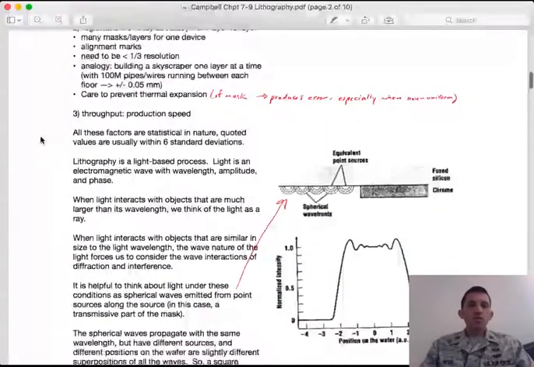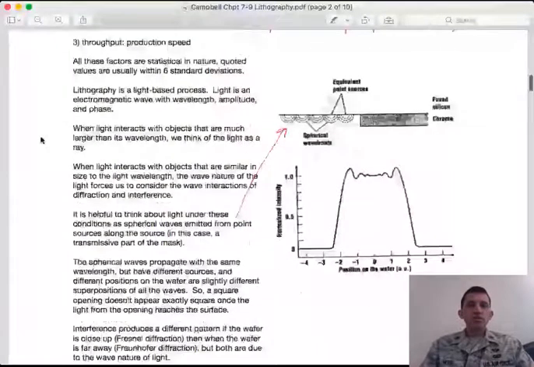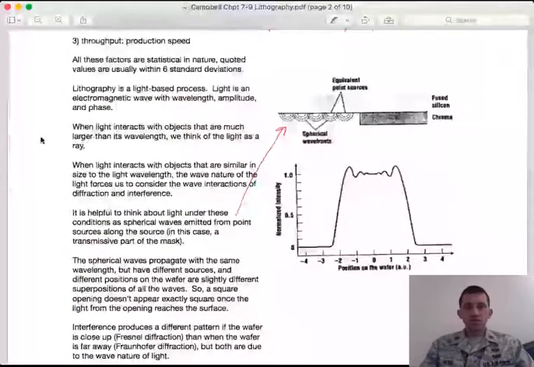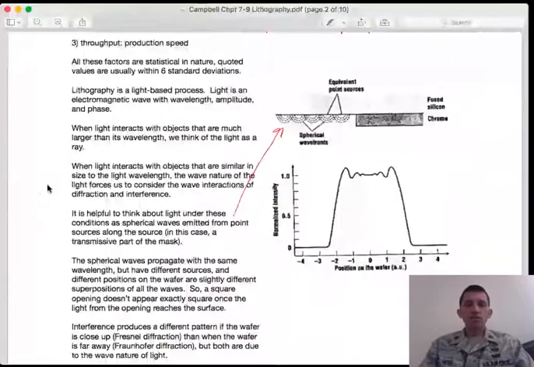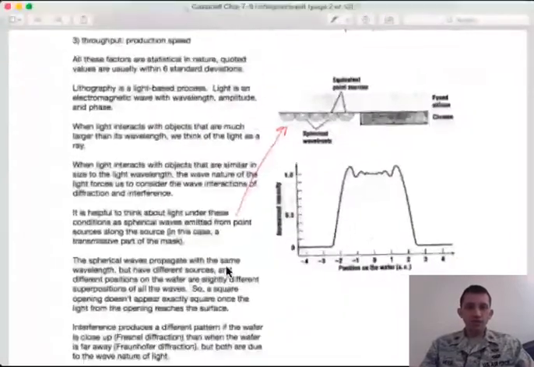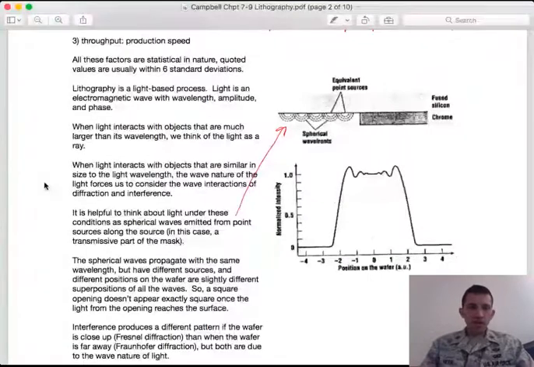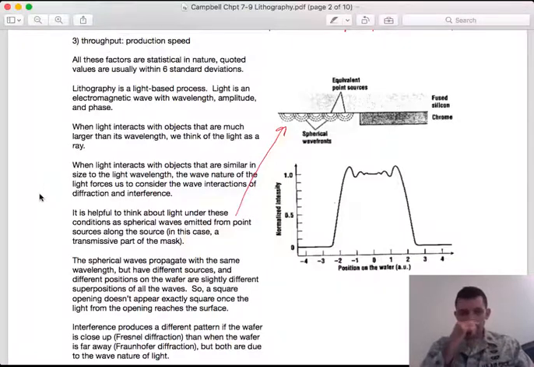Okay, so that was the first two. The third is throughput, right? This is simpler. This is essentially just production speed, right? How many wafers can you run through your photolithography process in a given time? And this is an economic factor in the sense that if you can make 100 at a time, then your cost just went down by 100 times.